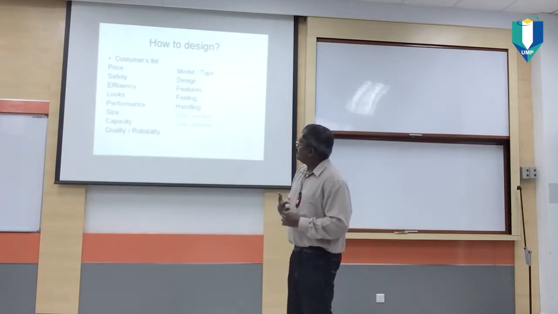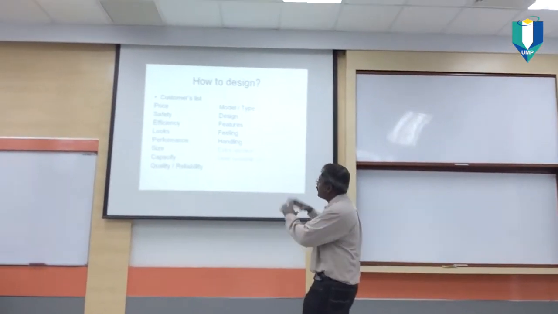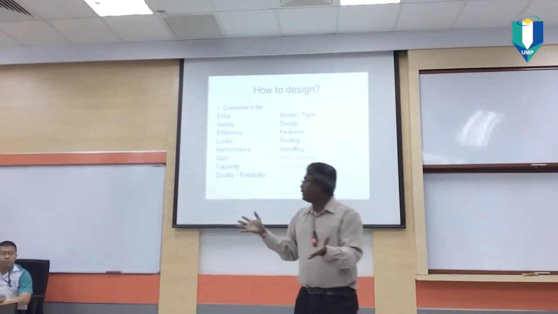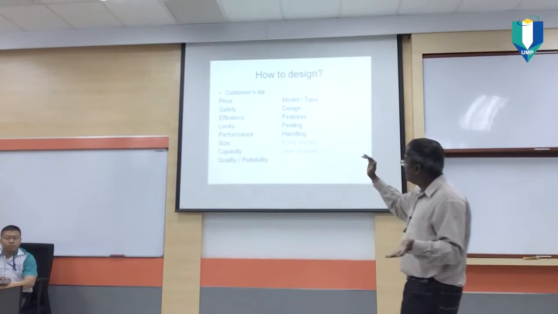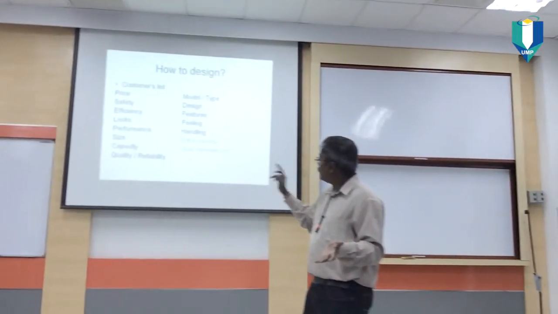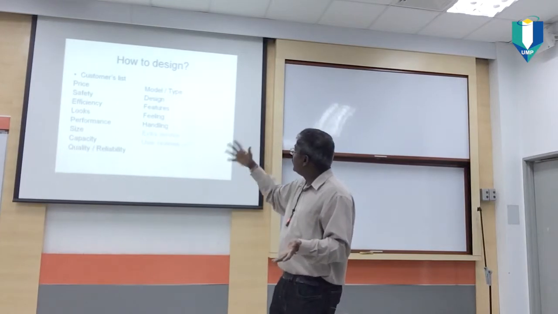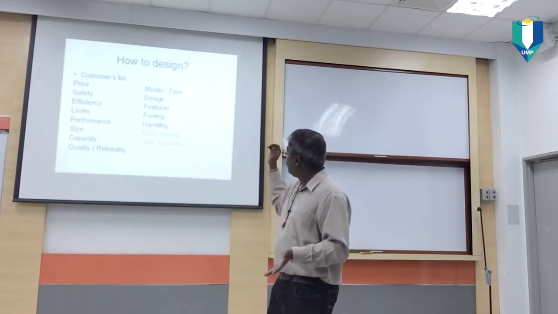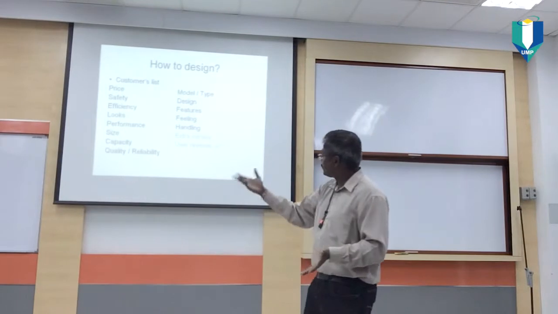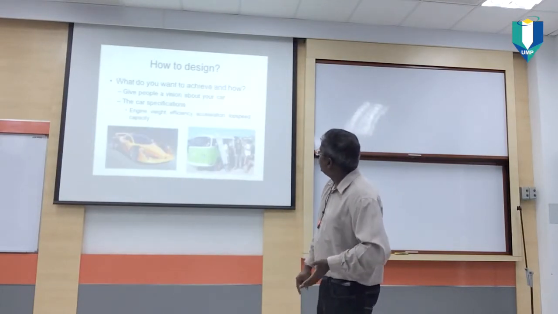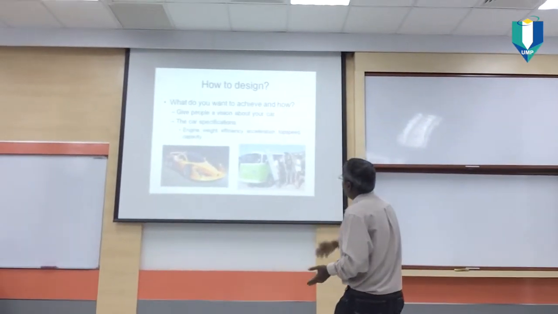So how to design? You must look at what customers want right now. They will look at price, safety, efficiency, looks, performance, size, capacity, quality, reliability, and then model type. These are the criteria for design. Give people a vision about your car.